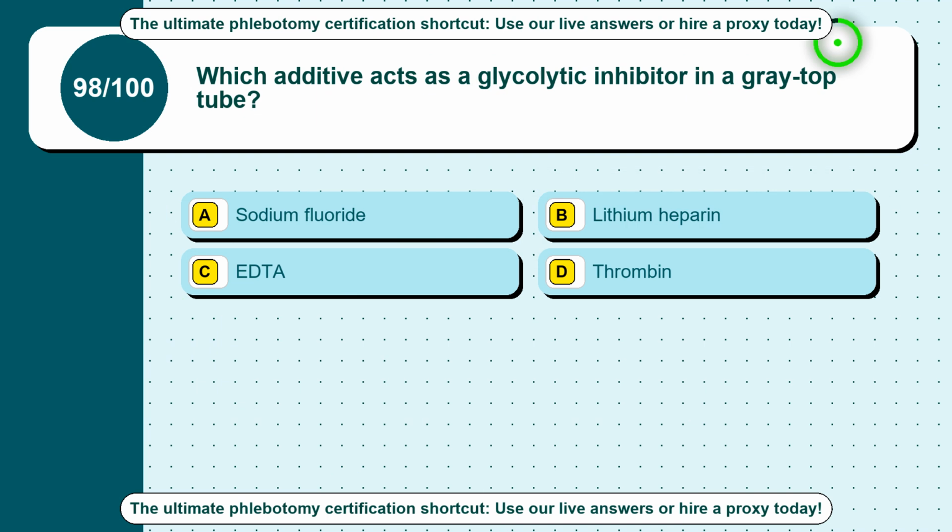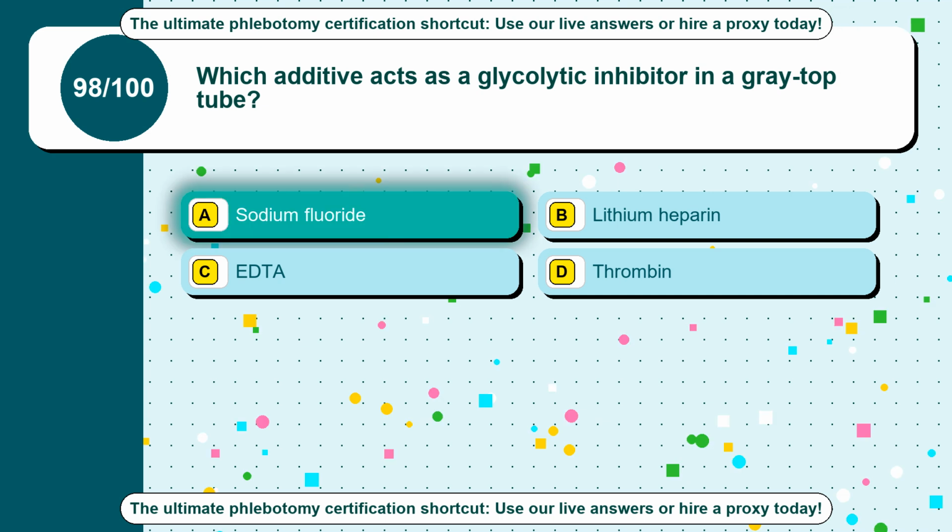Question 98. Which additive acts as a glycolytic inhibitor in a grey top tube? Option A, sodium fluoride. Option B, lithium heparin. Option C, EDTA. Option D, thrombin. The correct answer is option A, sodium fluoride.